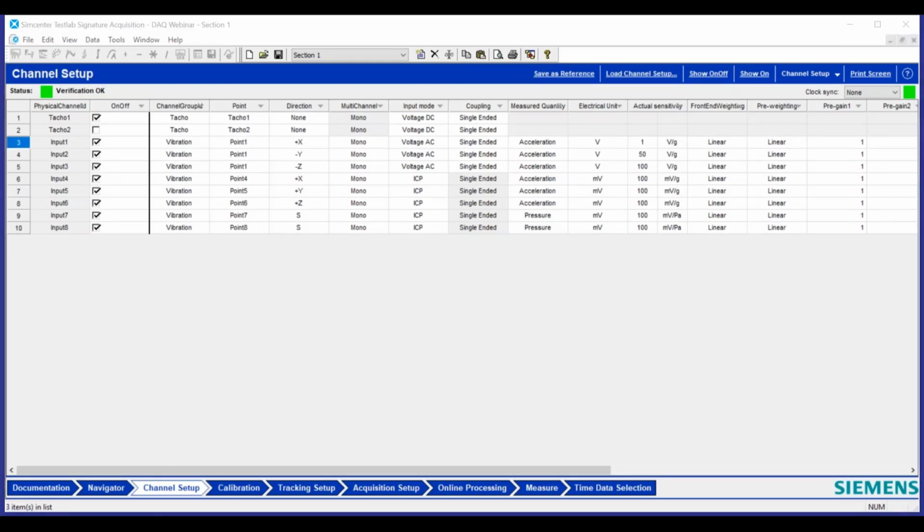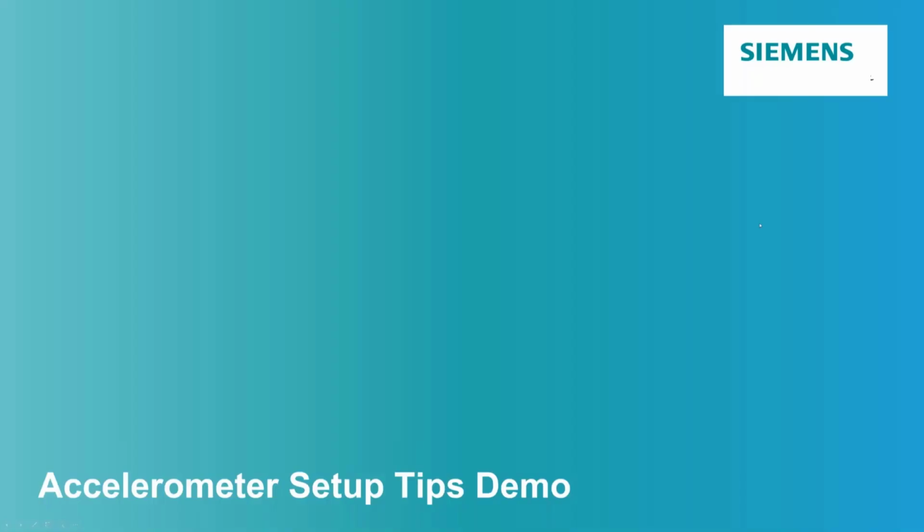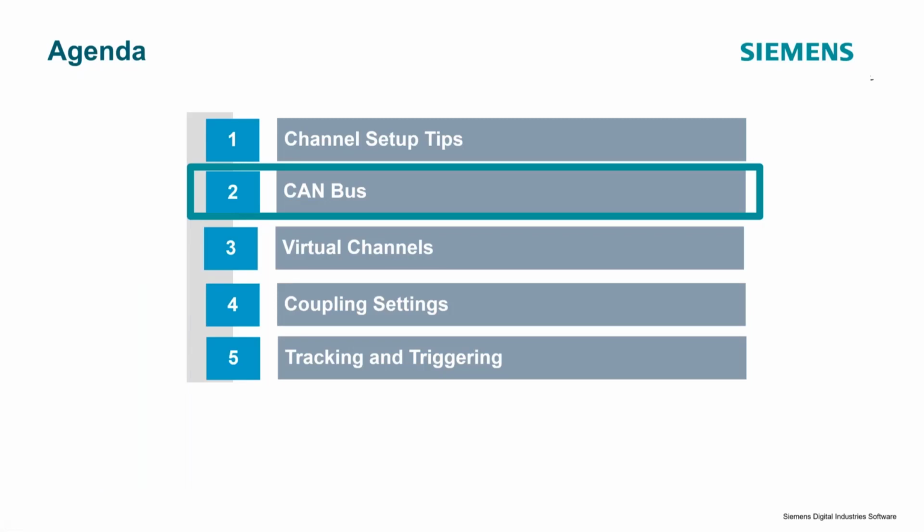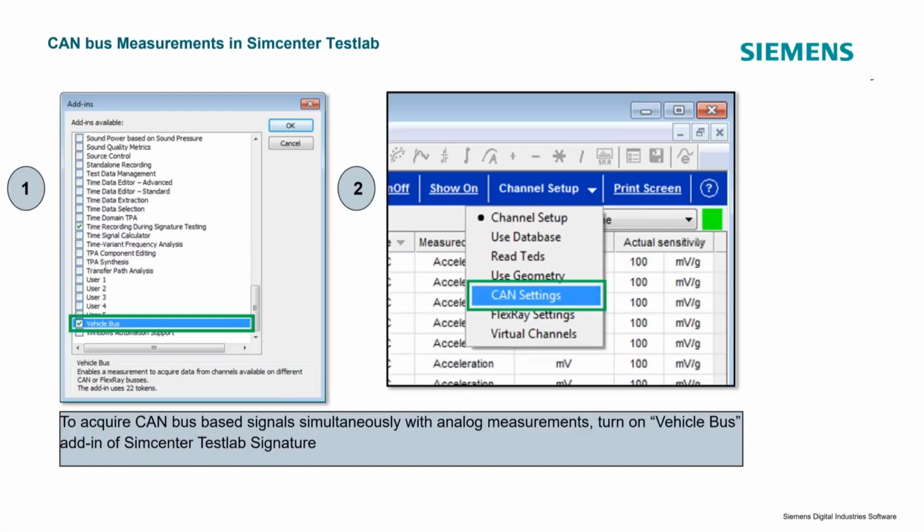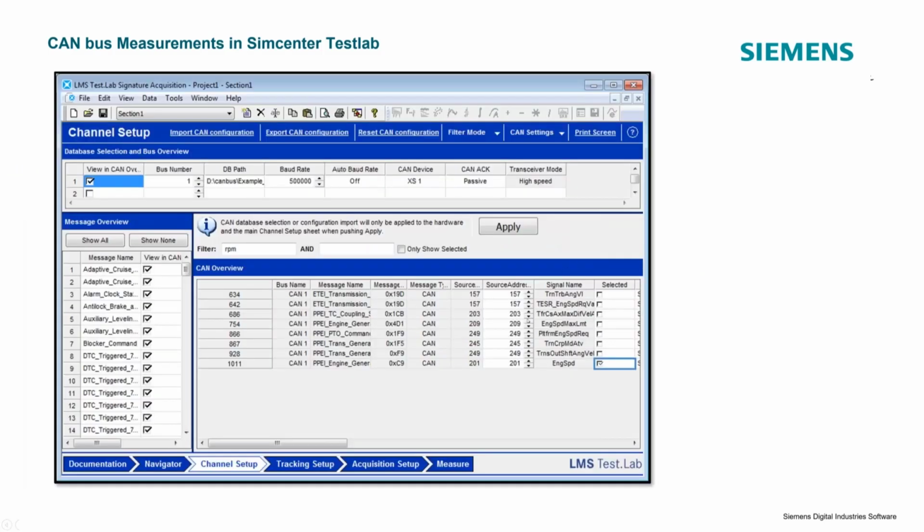Okay, let's go back to PowerPoint. So we're going to talk about the CAN bus now for a few minutes, setting that up. Now, a couple of things you need to do before you can even start to set up your CAN bus to measure information for you. You need to go to add-ins and turn on this add-in called Vehicle Bus. That needs to be turned on. And then from there, you can go to channel setup and select CAN settings, and then you're going to get to a page like this.